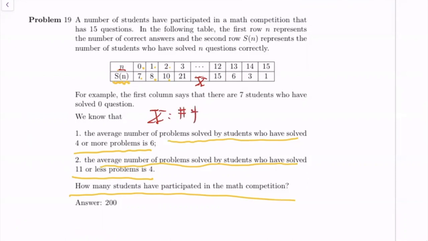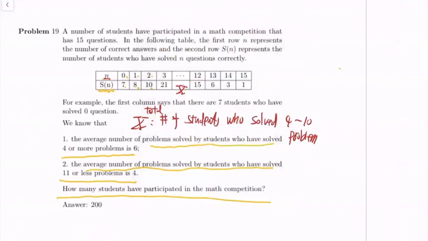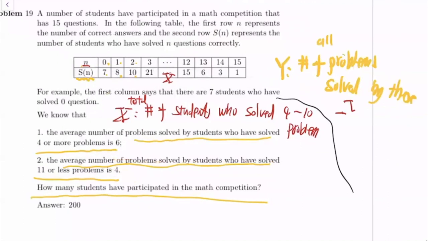So I put X is the total number of students who solved 4 to 10 problems. So that's X. So X is the number of students who solved 4 or 5 or 6 or 7 or 8 or 9 or 10 problems. Okay, so that's X. And then I put Y as the number of all problems solved by this X students.